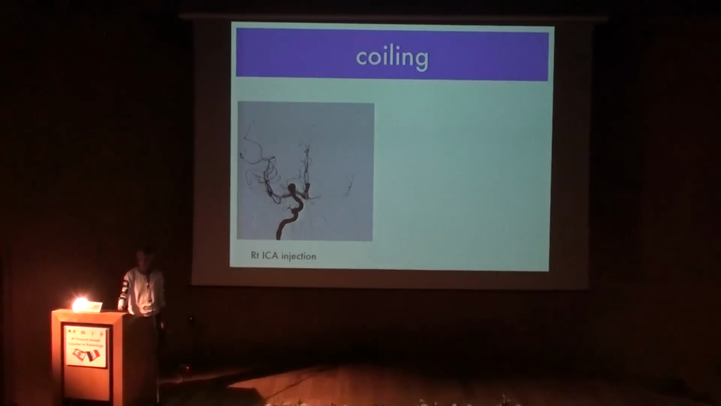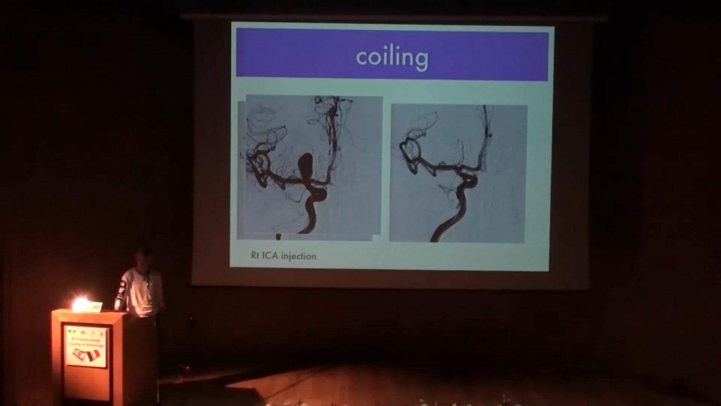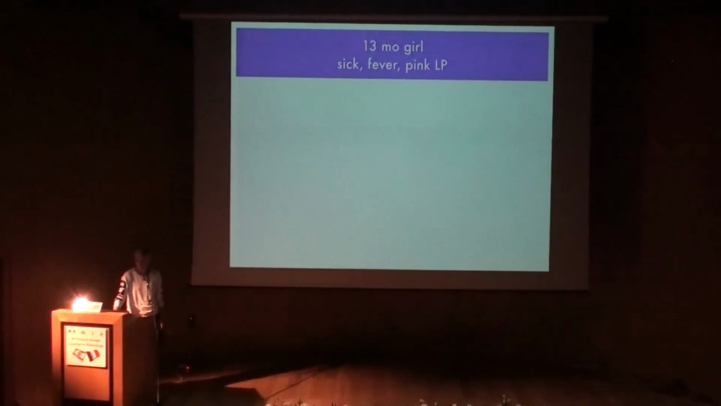A few examples. This is a kid with a right internal carotid injection. This is an aneurysm, and you can see it in another angle. And then this is post-coiling. You see the aneurysm is gone.